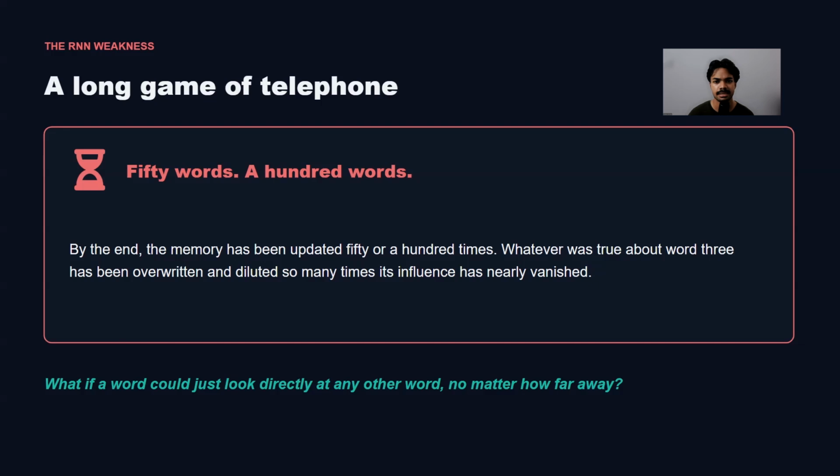For short sentences, that fading barely matters. For long documents, conversations, long code files, it becomes a real problem. The RNN simply forgets things that happened too long ago. And here is a question that changed everything. What if, instead of relying on memory that has to survive a long relay race, a word could just look directly at any word in its sentence, no matter how far away, and decide for itself how relevant it is? And that is attention.